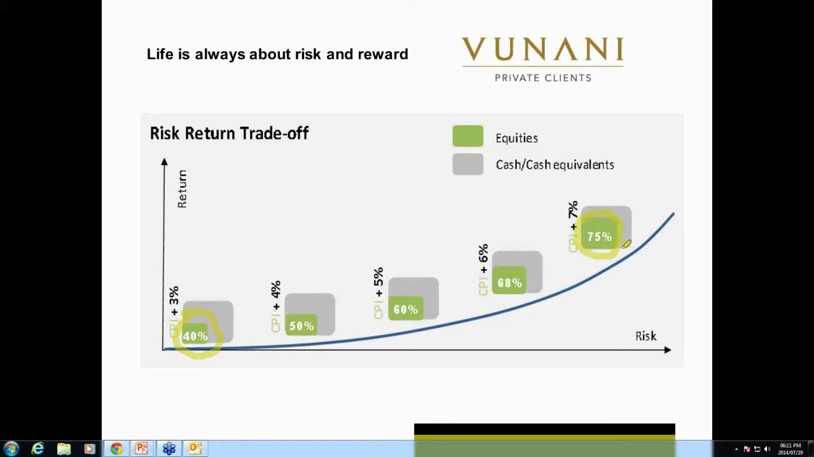If you're someone like me who likes a lot of risk and is willing to take it, you'll probably have even more than 75% equities in your portfolio. So let's kill that highlighter there.